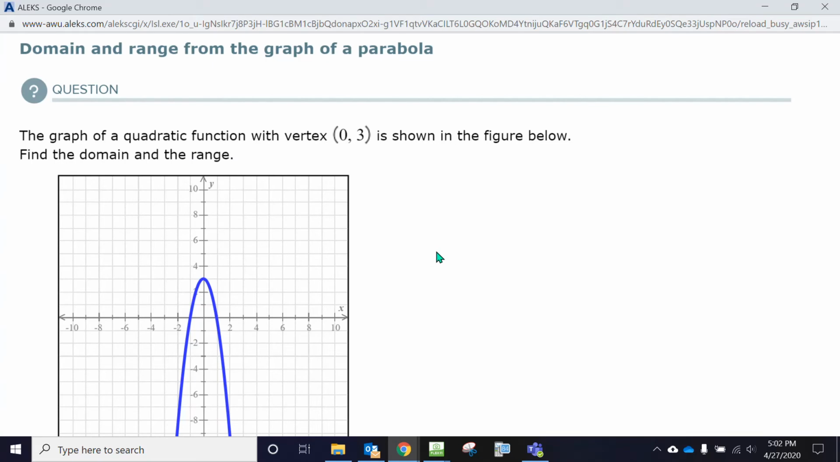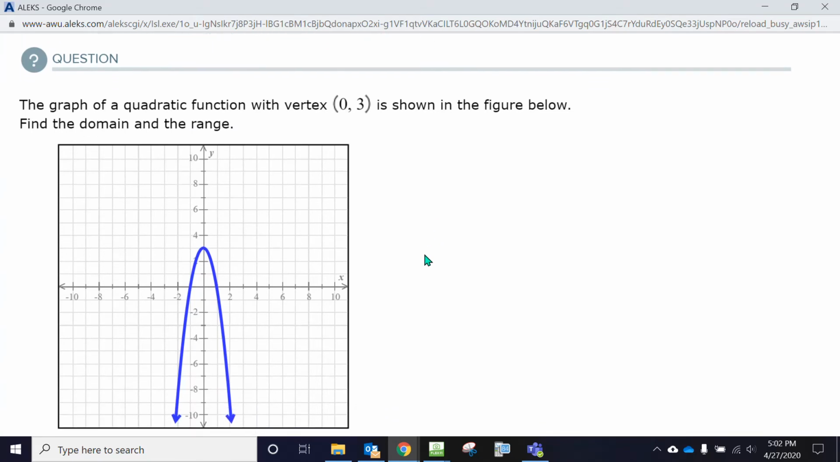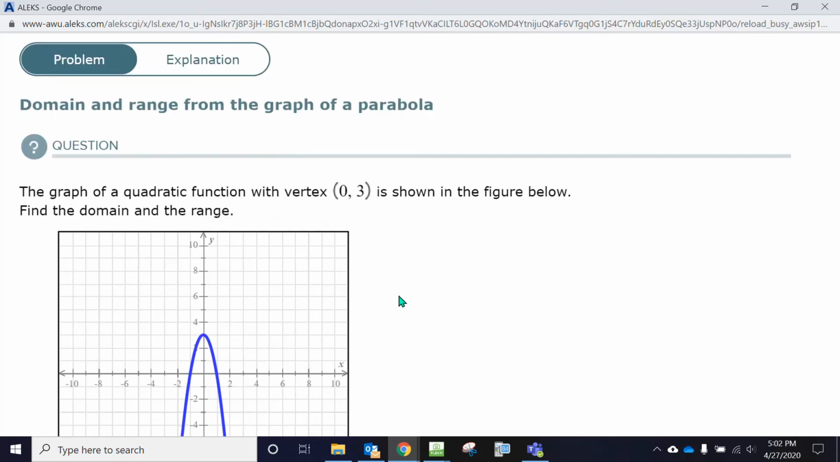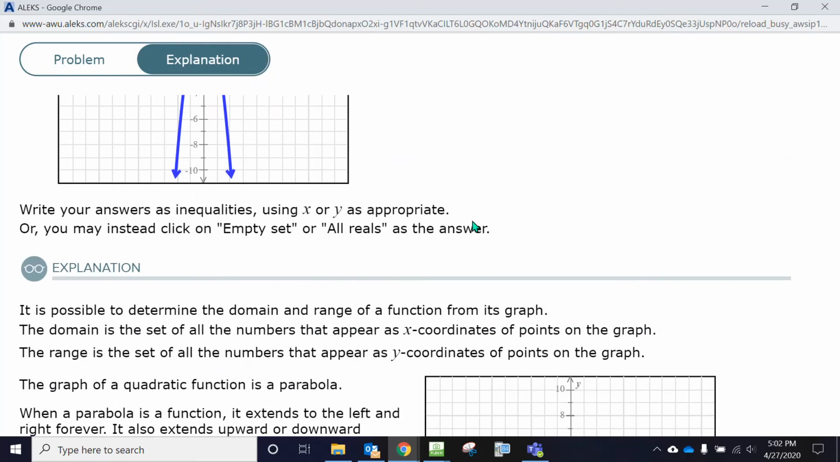All right, so here is the given graph. Now we already know the domain is all real numbers. And now looking at this picture, could you figure out the range? Okay, so the range should be y less than or equal to 3 because it's 3 going down forever. Let's just see how they put it in.